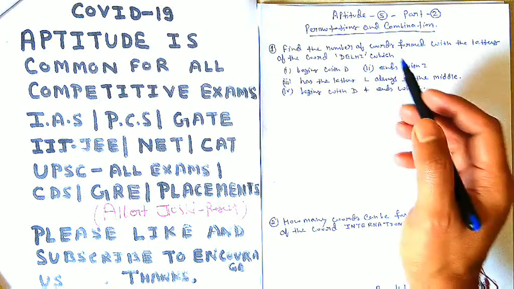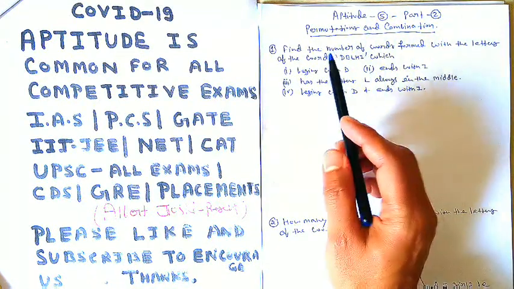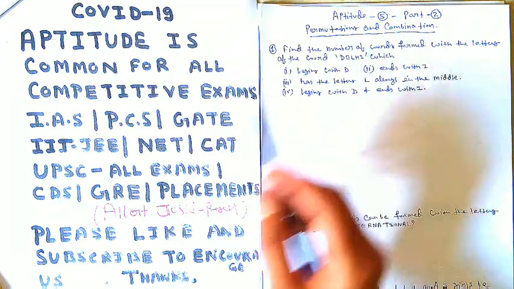Friends, this is Aptitude number 5, part 2. We are talking about permutation and combination.